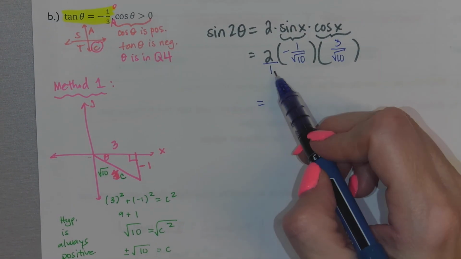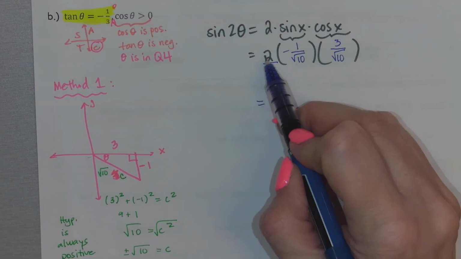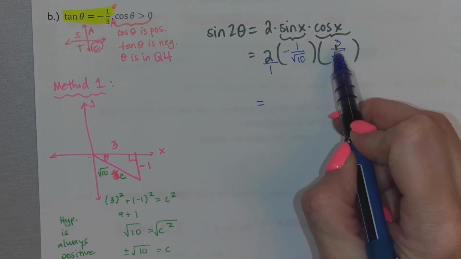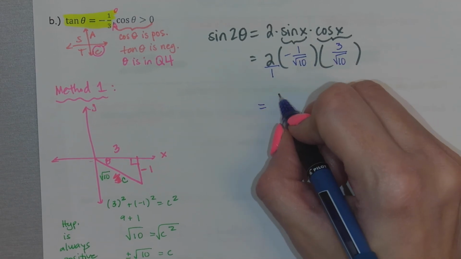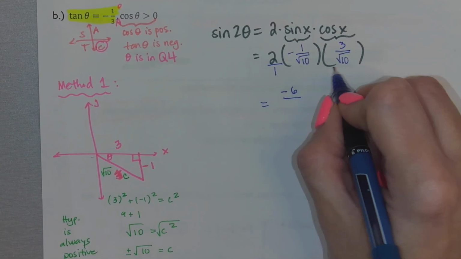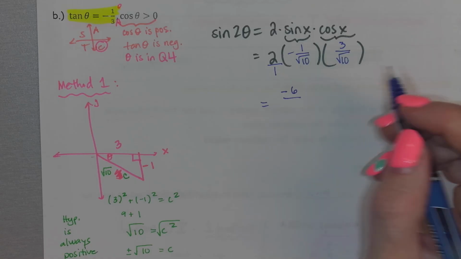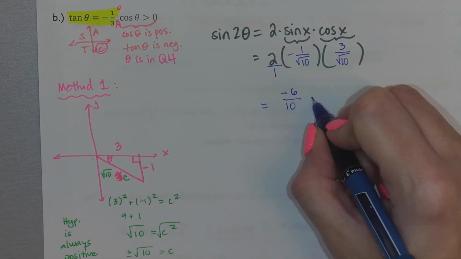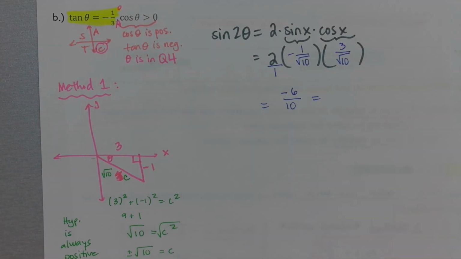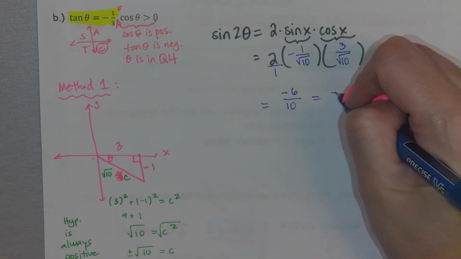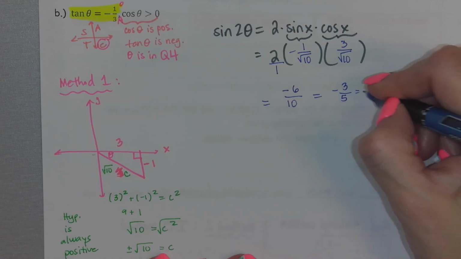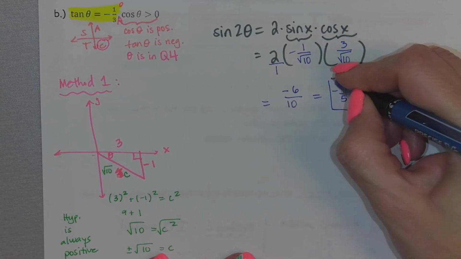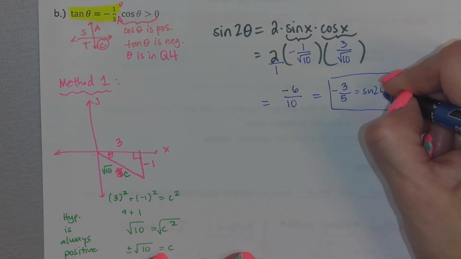I like to put the 1 under just to remind myself I multiply all the numerators. Okay, so I have 2 times -1 times 3. And then what's root 10 times root 10? 10. Okay, so then you get -3/5. That is the sine of 2 theta.